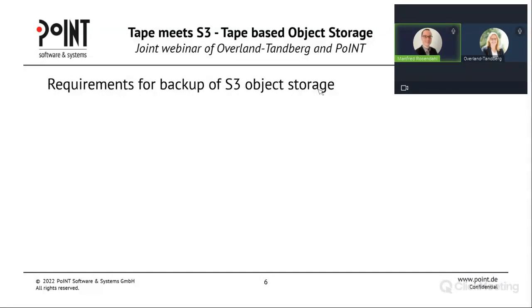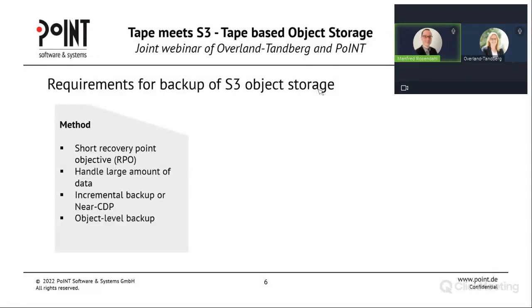So if you want to back up an S3 object storage, there are several requirements. The method, of course, should be fast and frequent, so it must have a low RPO. It must be able to handle large amounts of data, and therefore it must use some kind of incremental backup or near CDP.